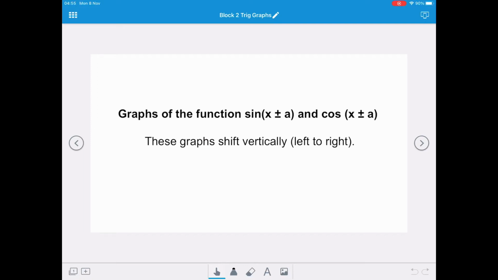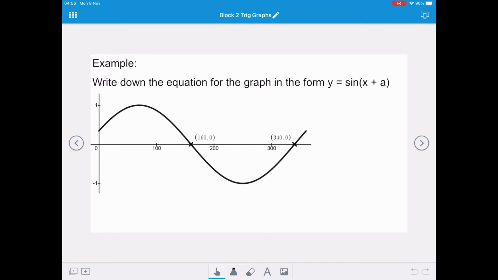In this video, we're going to look at graphs of the function sine x plus or minus a inside the bracket and cos x plus or minus a inside the bracket. And these graphs shift horizontally, left to right. So in this example, we want to write down the equation for the graph in the form y equals sine x plus a, when a is inside the bracket.